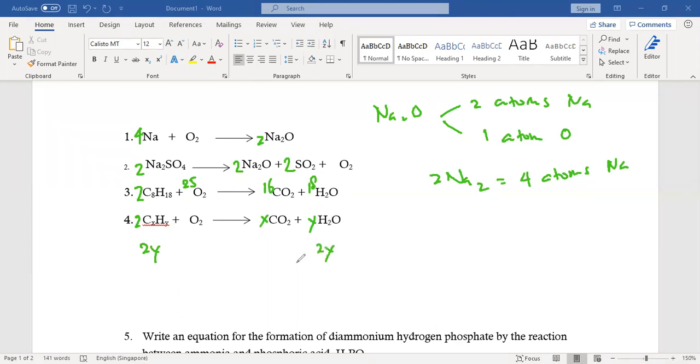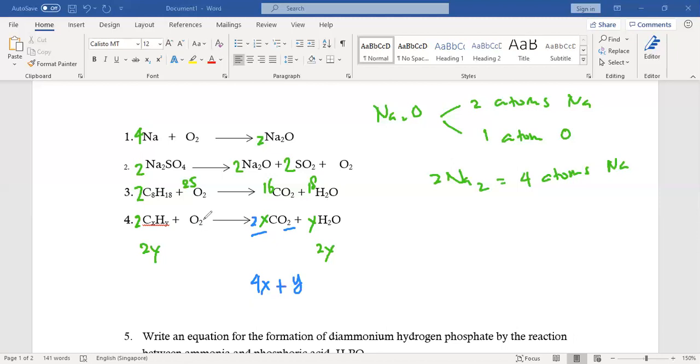So it's actually balanced. However, it will change the number of carbon. So here the carbon becomes 2x. So I'll just put here 2x. Okay, so 2 times x, 2x. All right. Now, how about the number of oxygen? The oxygen here is 2x times 2, which is 4x, plus y times 1, which is y. So the total number of oxygen on the right hand side is 4x plus y.